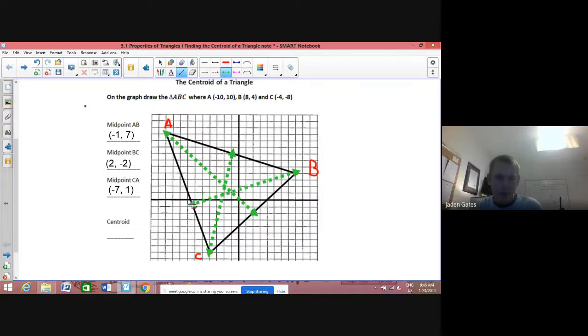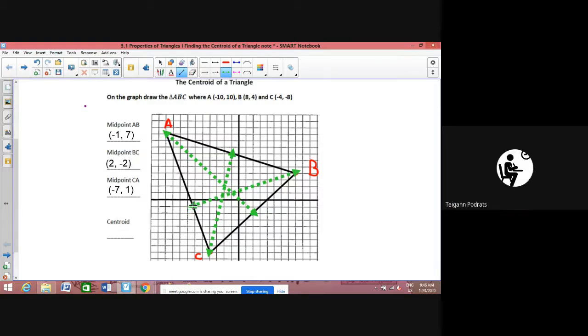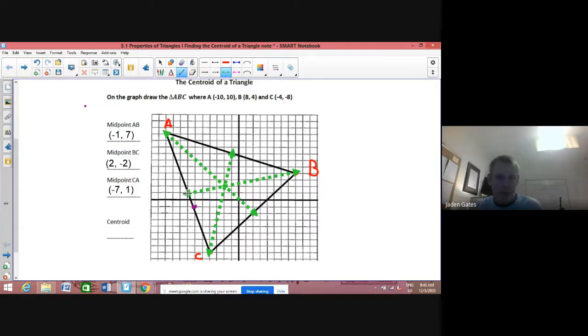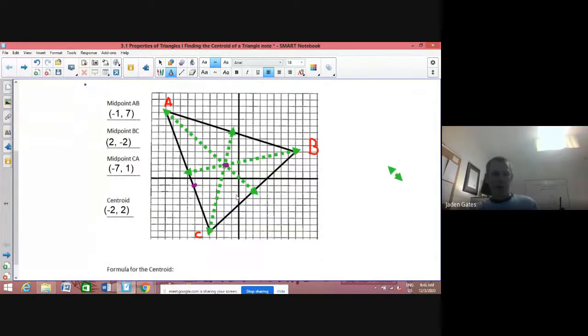Whoa, I'm a little bit off here, I think. Yeah, you have to go up 1, not down 1. Let's say it's probably in around here. Did I get C right? -7. Oh, -7, 1. See, I drew it wrong. There it is. All right, and so my centroid is right here where they meet, which is the point -2, 2 backwards, and 2 up. There we go. Now, here's the thing.